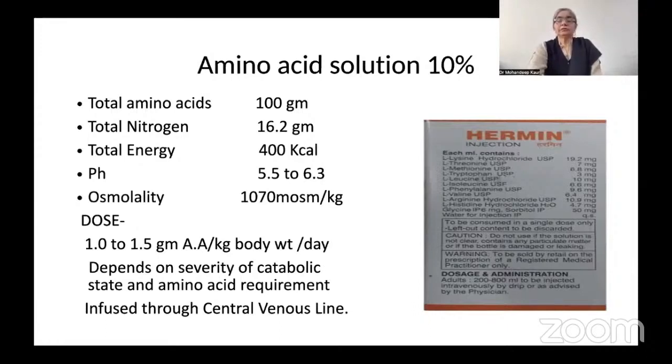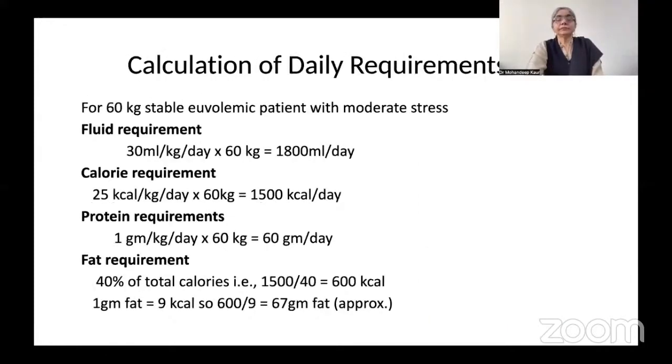And these have an osmolality of 1070 milliosmoles. This is given through the central line, and the dose is 1 to 1.5 grams of amino acids per kg body weight per day, depending upon the severity of the catabolic state and amino acid requirement.